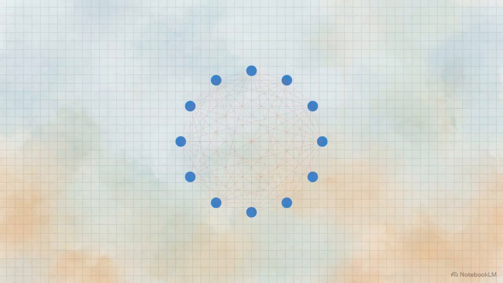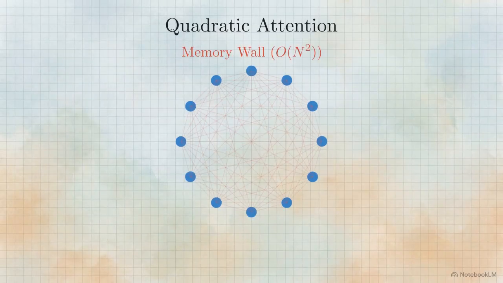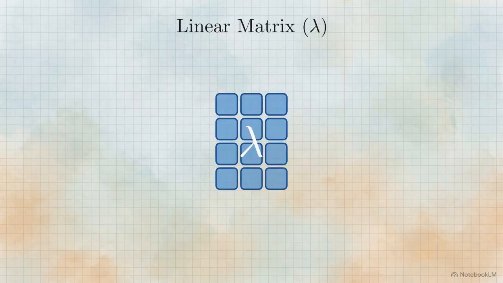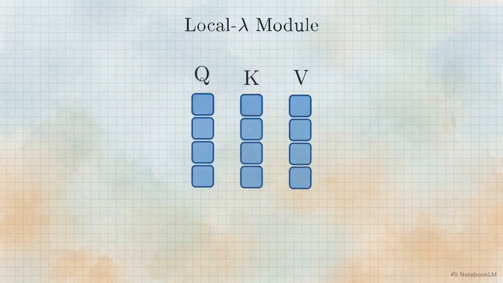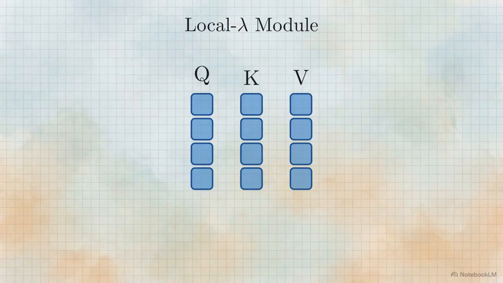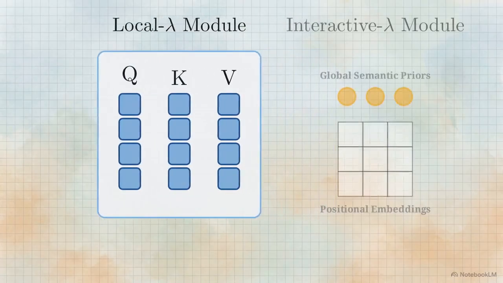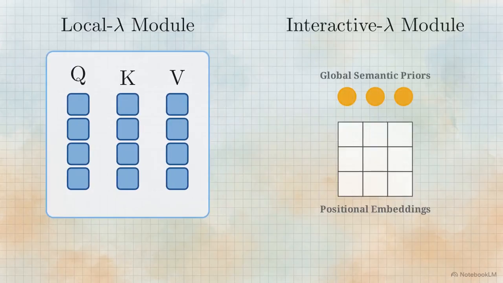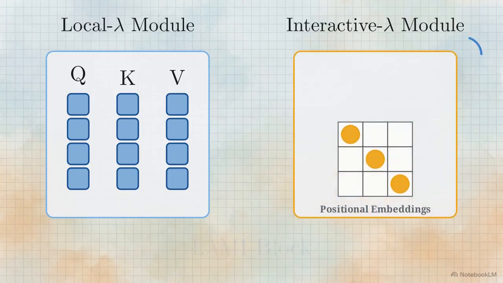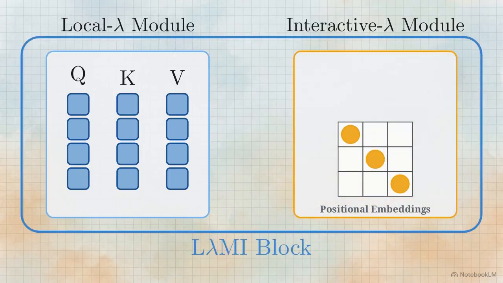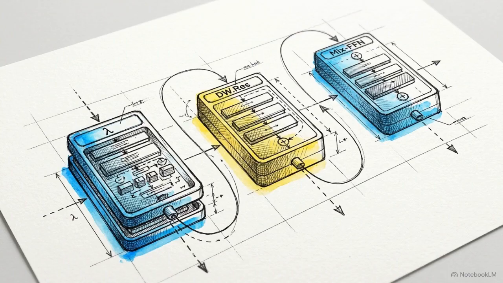To bypass the memory constraints of quadratic attention, Moebius summarizes spatial and semantic contexts into fixed-size linear matrices, denoted as lambda. The local lambda module handles this by projecting latent features into multi-query keys and values, aggregating local semantics while maintaining linear complexity. The interactive lambda module solves the cross-attention limitation of GLA by utilizing lightweight positional embeddings. These embeddings explicitly inject spatial layouts into the external global priors, ensuring the model maintains a sense of geography.